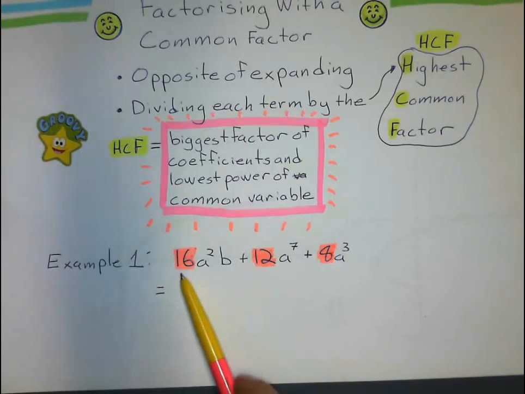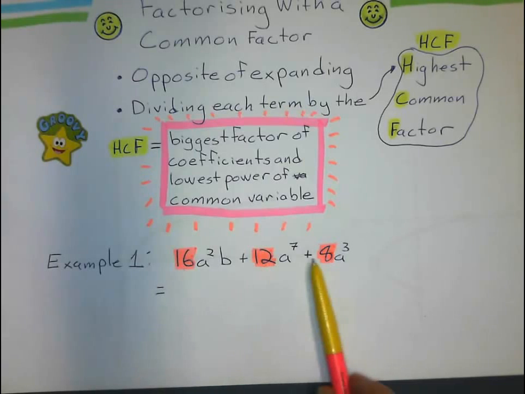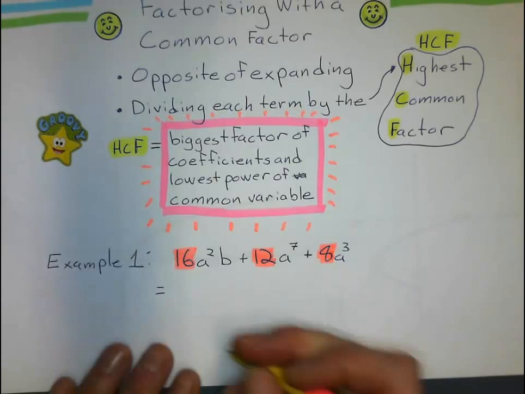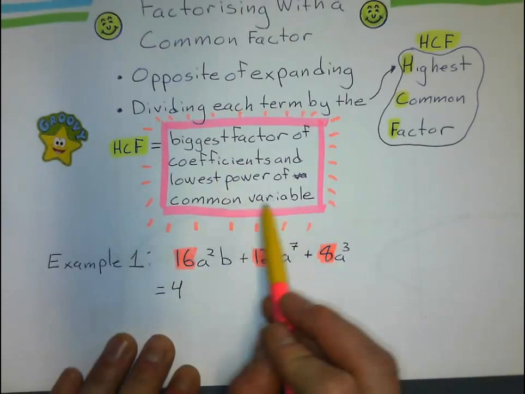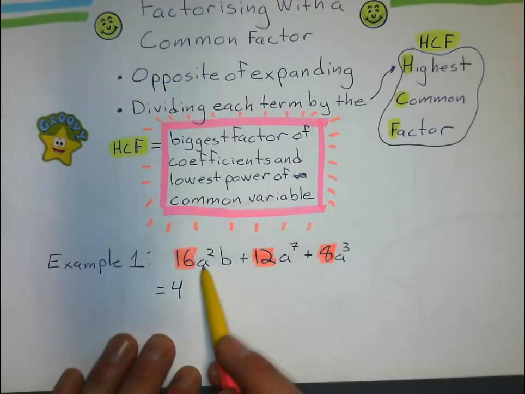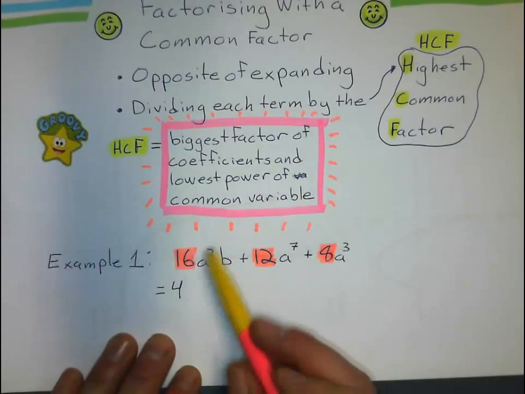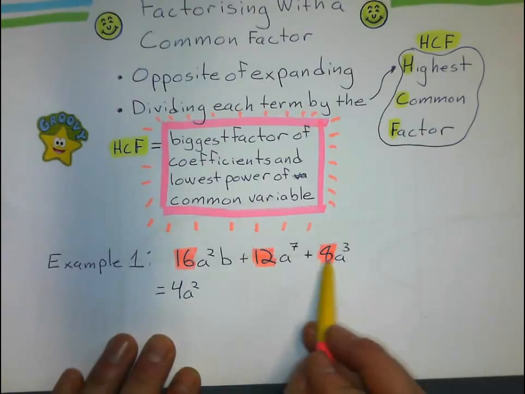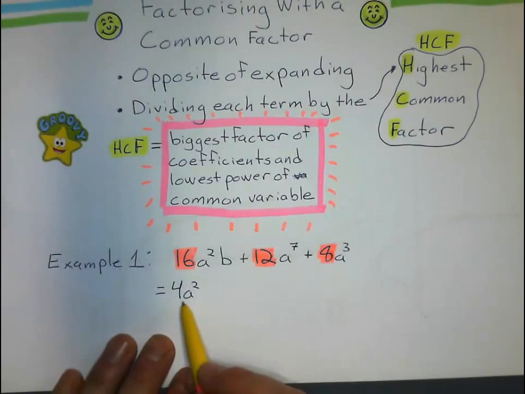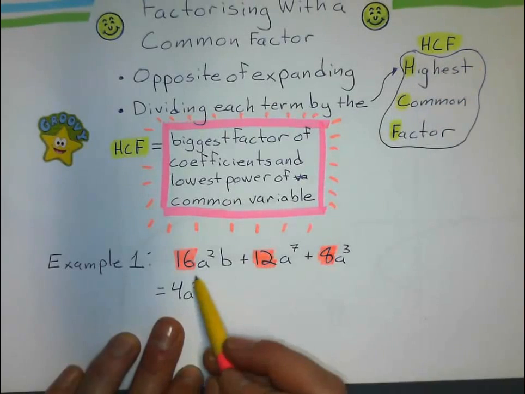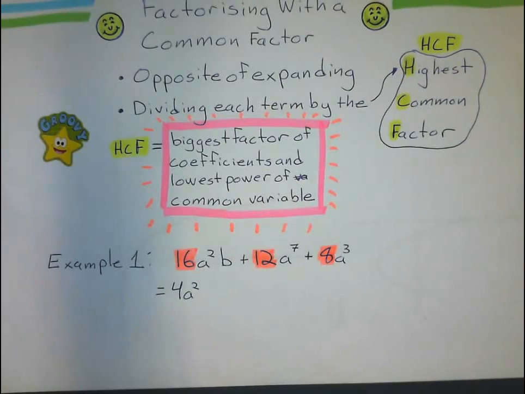And the biggest factor that goes into 16, 12, and 8, I think is 4. That's the biggest number that goes into all of those. And the lowest power of every common variable, well, a is a common variable with each term, and the lowest power that a has is a squared. And b is not a common variable, so that's not part of the highest common factor. So right now, 4a squared is what's referred to as the highest common factor of each term of this expression.